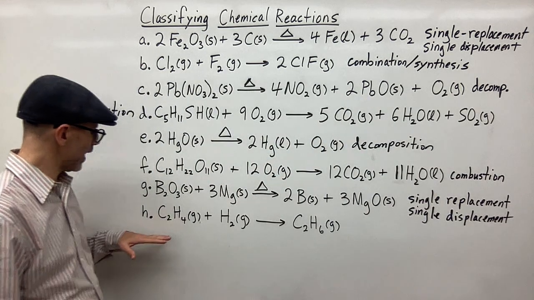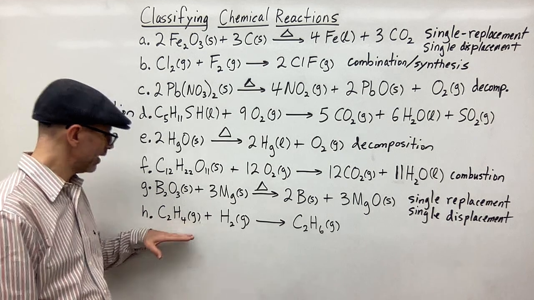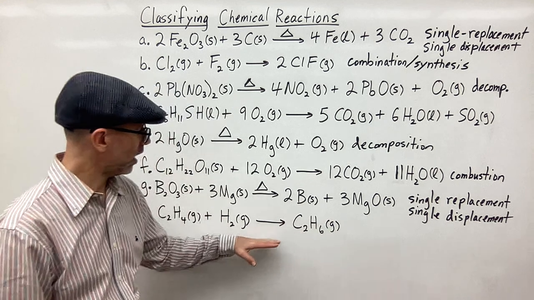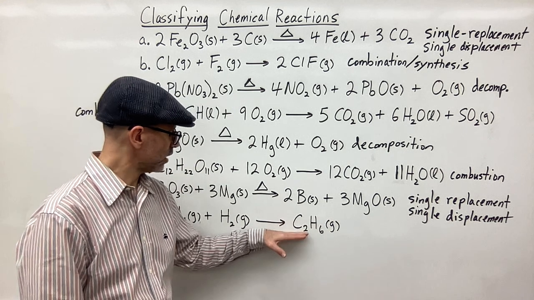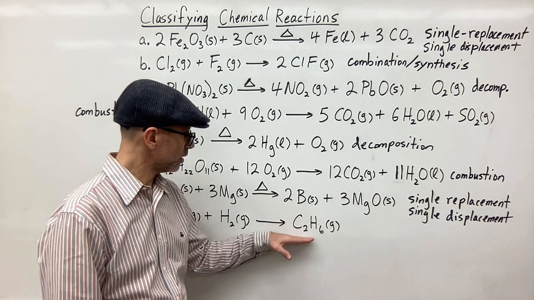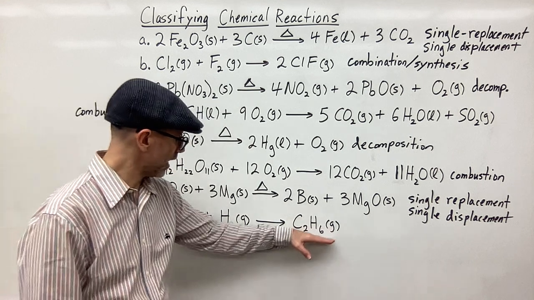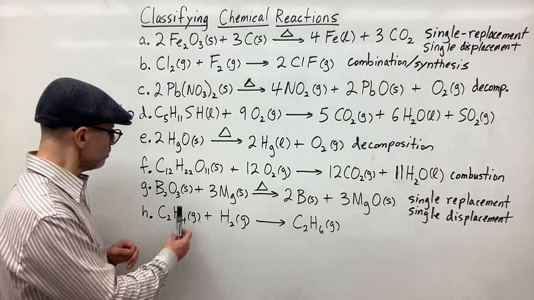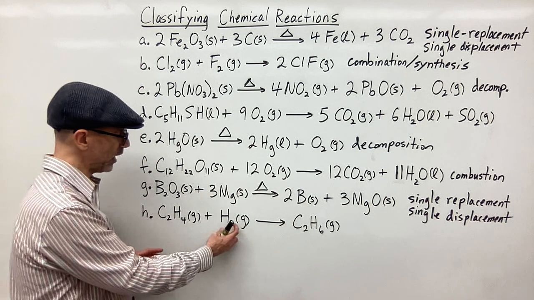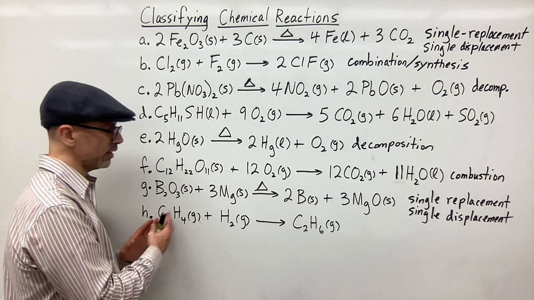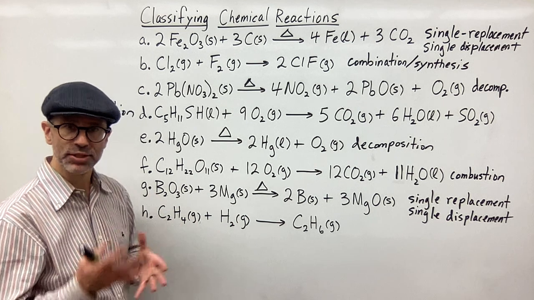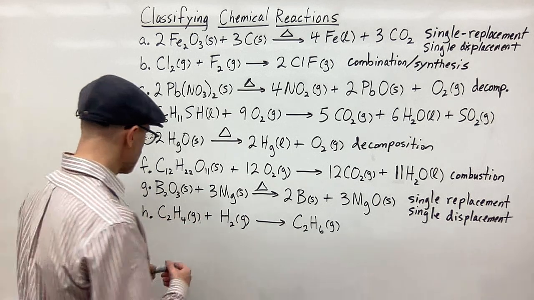All right, finally we have C2H4, acetylene gas reacting with hydrogen, and we're forming, what is that? C2H6, that's ethane. So we have ethane here. And so this is hydrogenation. You have a double bond here. You're adding hydrogen to the double bond. So you're saturating the molecule. So for those of you who understand what I'm saying, that's what's happening here.